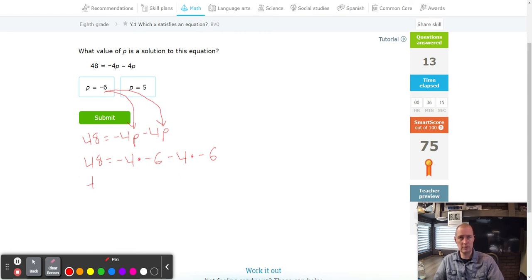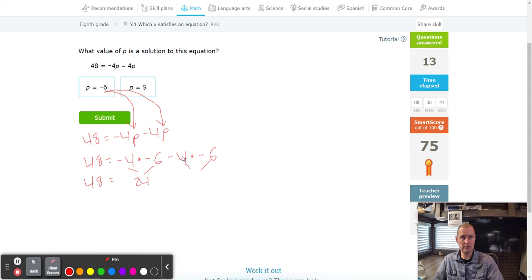All right. Next step, bring down the 48, leave it alone. We've got 48 equals, let's put together the -4 times -6. Let's start with the 4 times 6. The 4 times 6 is 24. And a negative multiplied by a negative is positive. So 24 stays. Nicely done.